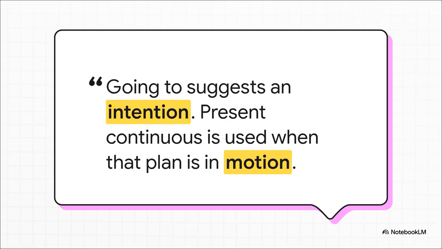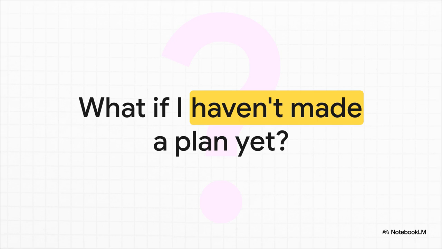Peter M. completely nails this point. He says, going to suggests an intention. Present continuous is used when that plan is already in motion, tickets bought, etc. It's all about that shift in certainty. Once you involve other people, buy a ticket, or reserve a table, you upgrade your sentence from be going to straight to the present continuous. But that naturally leads us to another question, doesn't it? What if you haven't made a plan at all? What if something just pops up right in the moment?